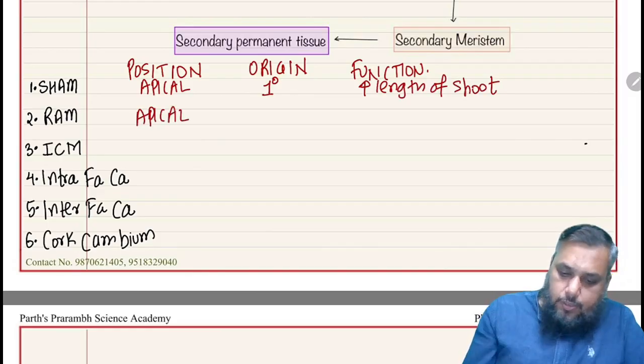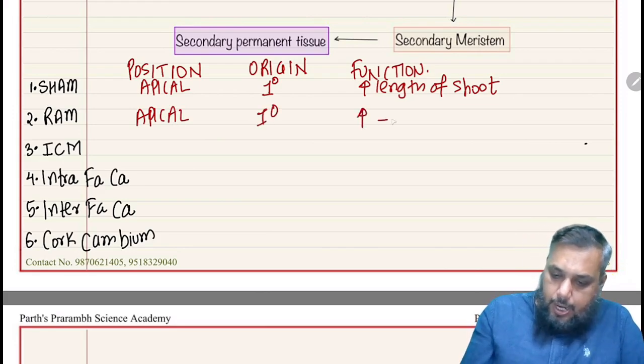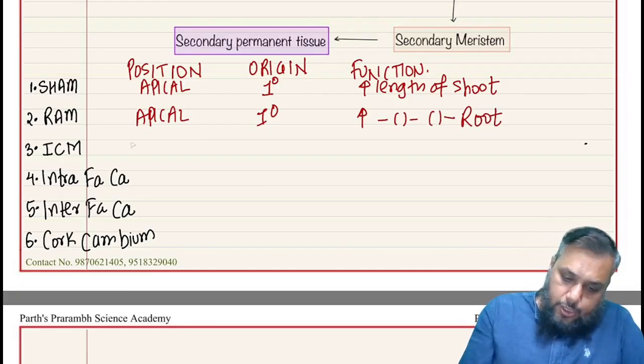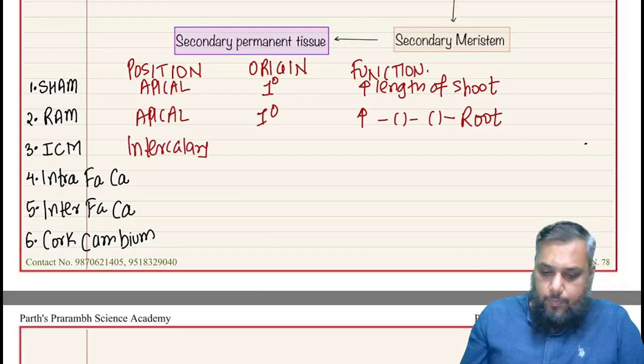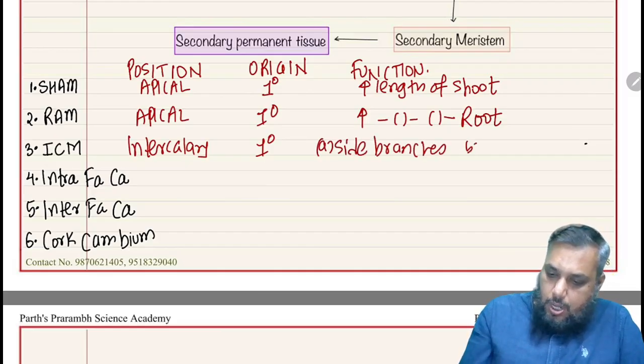A root apical meristem with respect to its position is apical. Origin, it is primary, and it will increase the length of the root. Intercalary meristem with respect to its position only is called intercalary. With respect to its origin it is primary. With respect to its function it will form the side branches and the shoots and the buds.